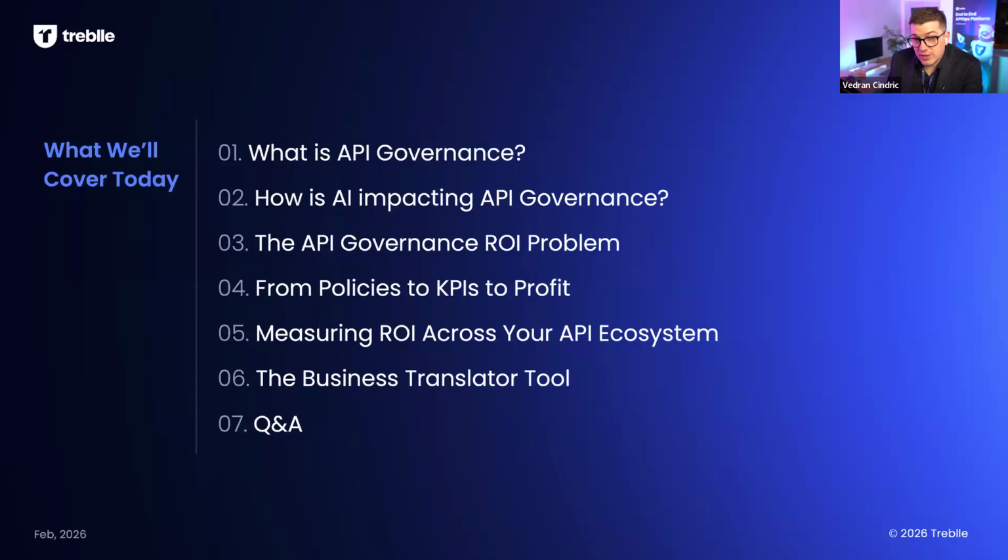We are going to address the elephant in the room, and then what is the ROI on API governance, and why you should try to understand the ROI and how to get to it. We're going to talk about how you can go from policies, which is usually what people associate with API governance. It's boring. It's a bunch of policies. I hate it. As soon as you mention the word governance, everybody goes crazy. How do we turn that into KPIs and profit? And how do you measure ROI across your API ecosystem?